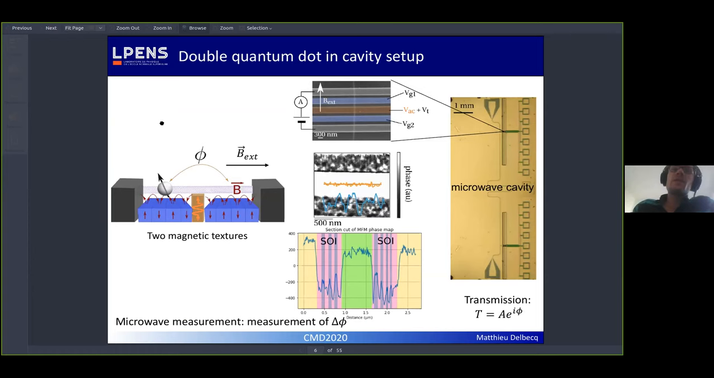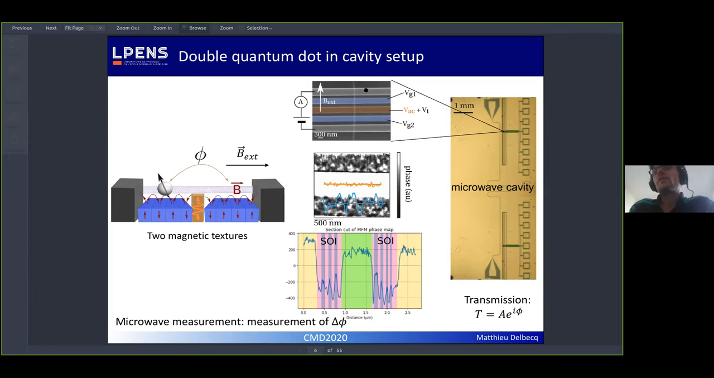So the device is depicted here on the left. We made basically a double quantum dot, where each dot of this double quantum dot is actually subject to the cycloidal magnetic field of a different magnetic texture. And so we see here on the top a scanning electron micrograph of the device, with the carbon nanotube in the middle here vertically, deposited on top of our double quantum dot device, which is really standard in its layout.